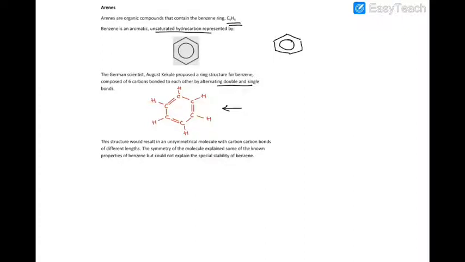And this structure results in an unsymmetrical molecule. Why unsymmetrical? Because you have alternating double and single bonds. But when we study the actual benzene molecule, we find that benzene is a very symmetrical molecule, which means that all the carbon bonds are equivalent to each other. And benzene is also a very stable molecule.